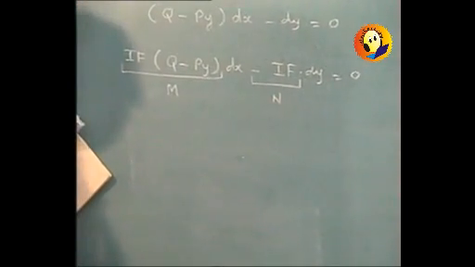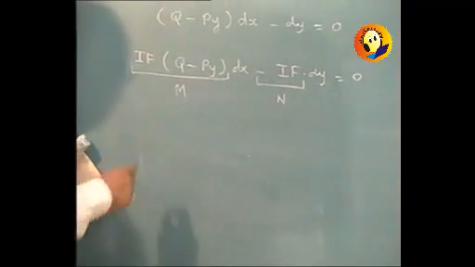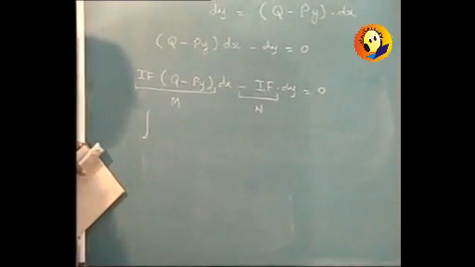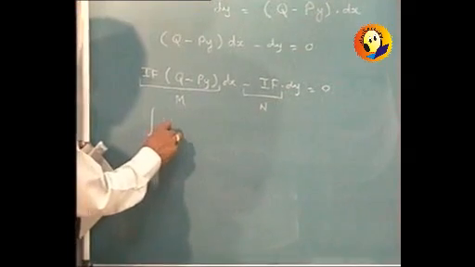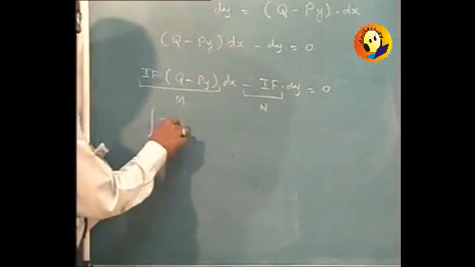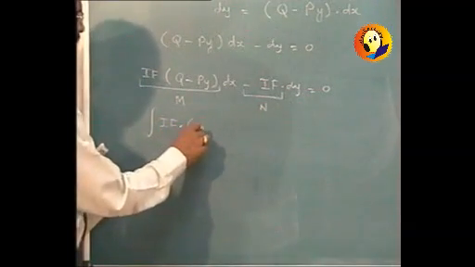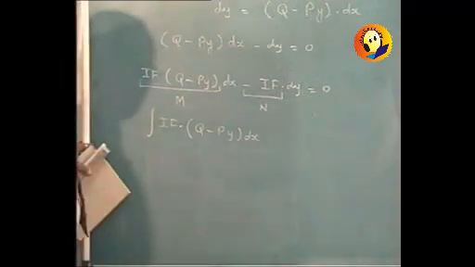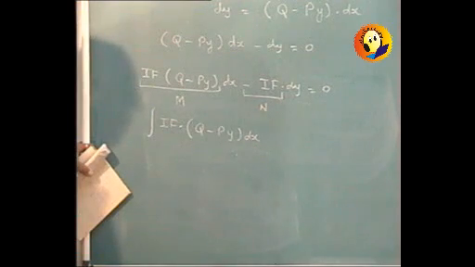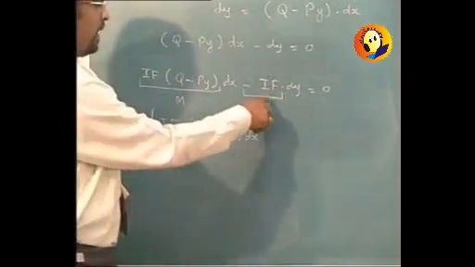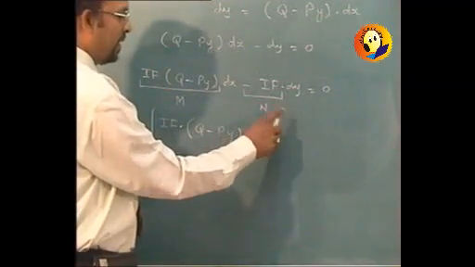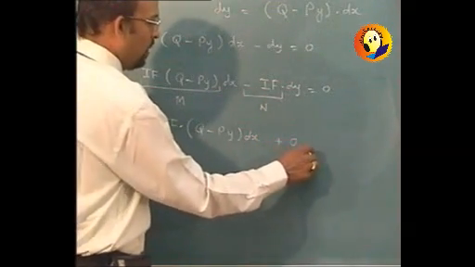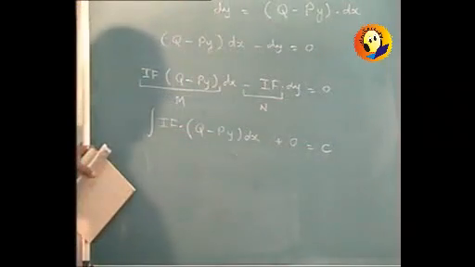The solution that we were talking of over there was to integrate M with respect to x, treating y as constant. So it will be the integral of IF into (Q minus Py) dx. So integration of M with respect to x treating y as constant, and from N only those terms which do not contain x. From N only those terms means we don't have even a single term over here, so it will be equal to constant.